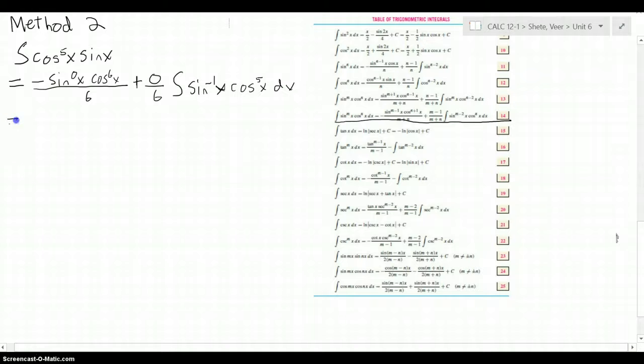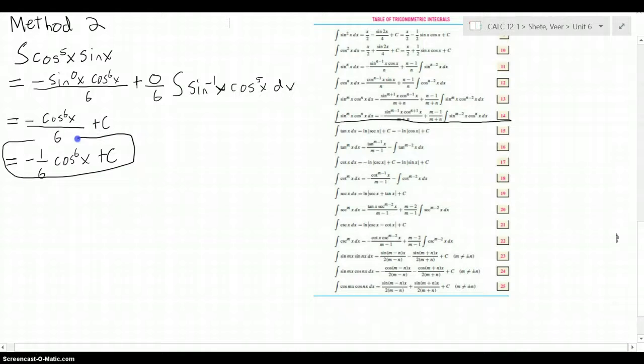So now what we should get for our integral through the use of reduction formulas is negative cosine to the 6th x over 6. And once again, as stated prior, because it is an indefinite integral, we must add our plus c. And if you would like to move the fraction out, you can further restate this equation as negative 1 over 6 cosine to the 6th x plus c. And that is the answer for our integral of cosine to the 5th x sine x when using method 2 reduction formulas. Thank you.